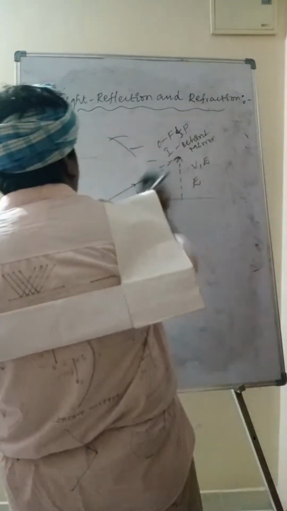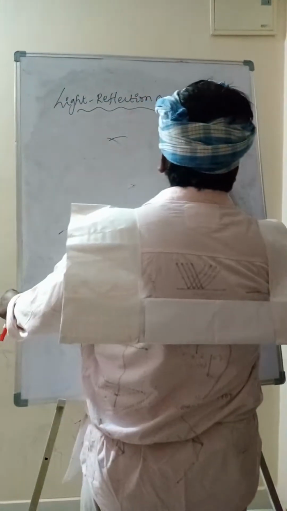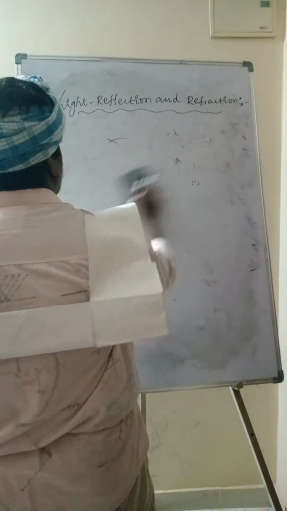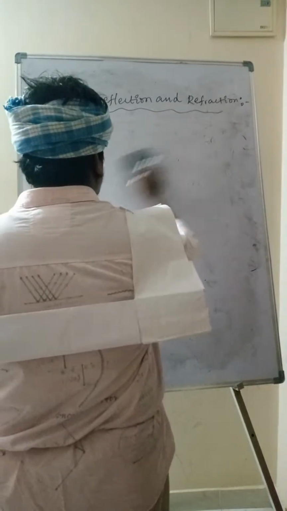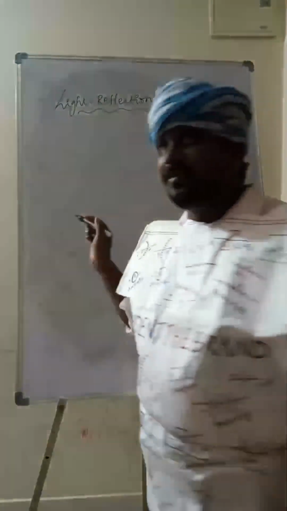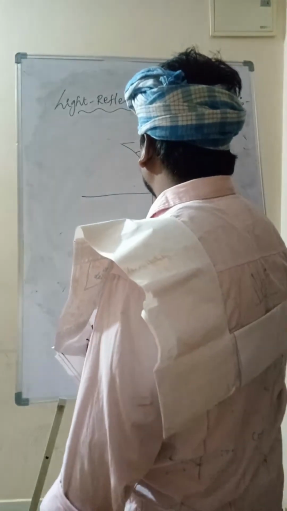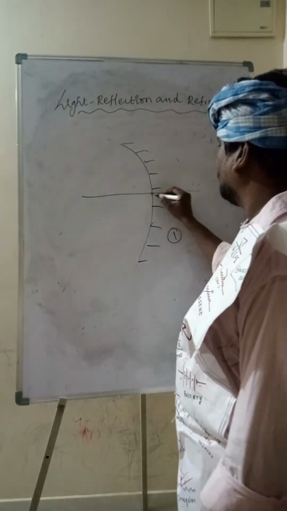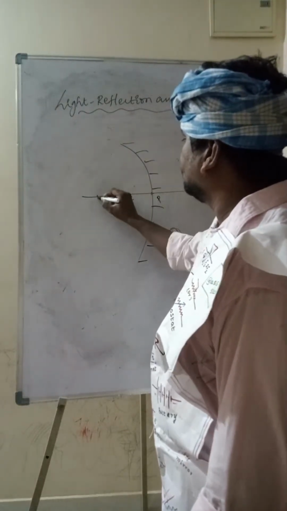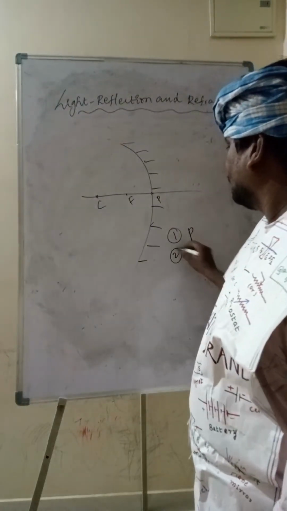So sign conventions. All measurements will be taken from the pole. So if you are taking a concave mirror like this, the first point is this is the pole, focus, center of curvature. All measurements will be considered from the pole.